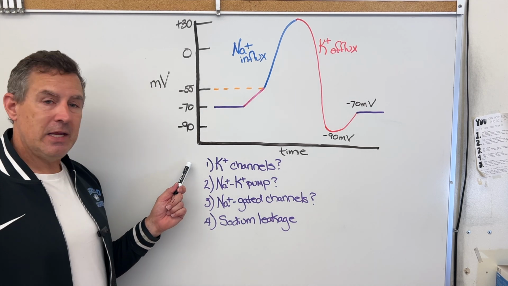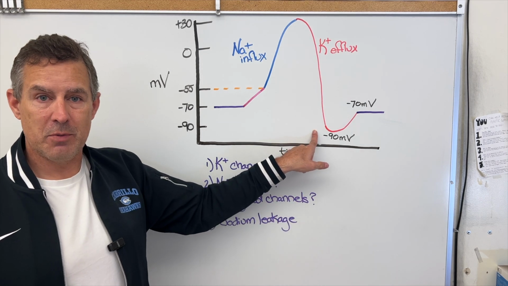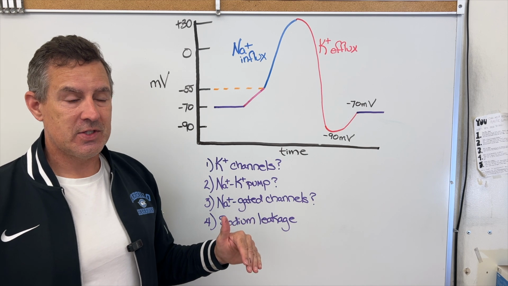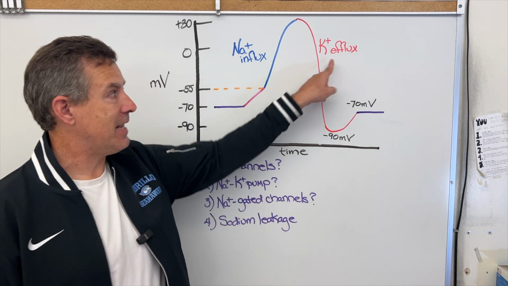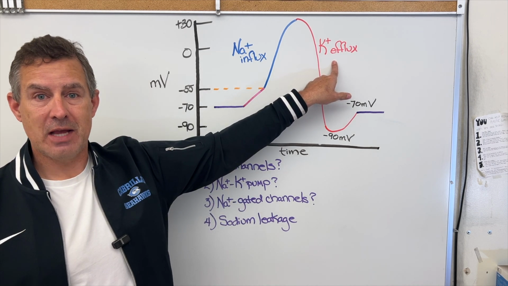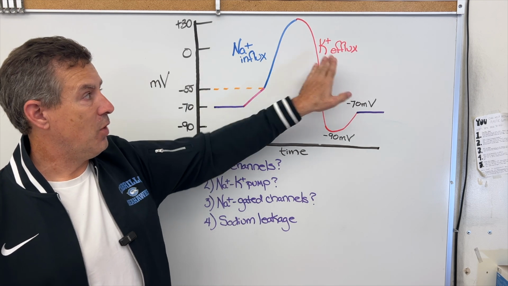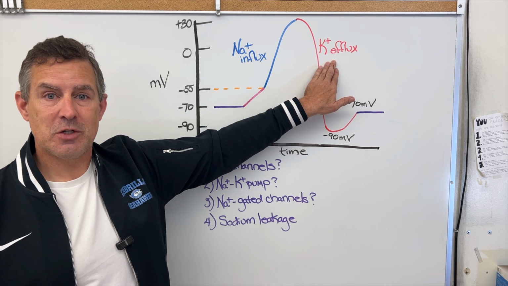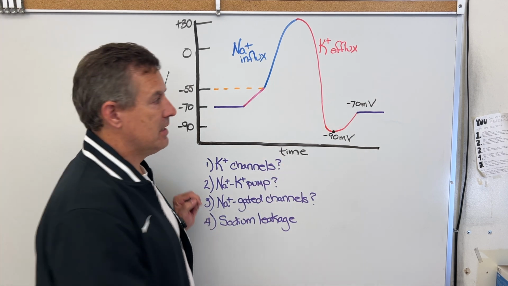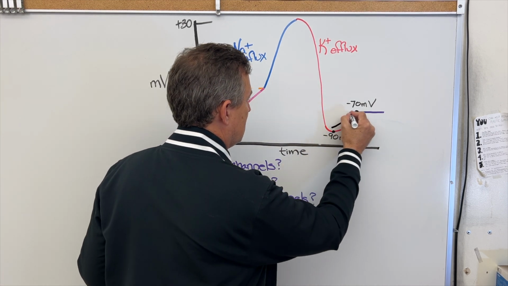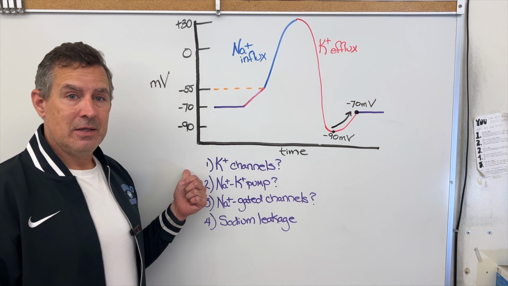Could it be potassium channels? Absolutely not, because potassium has reached its equilibrium potential and it's no longer going to leave the cell. And to be clear, it also wouldn't make sense because if potassium is leaving the cell down its chemical gradient, there's still a ton of potassium in these cells. When potassium leaves cells, it causes cells to become more negative, not more positive. Once again, to go from -90 to -70, that is becoming more positive. So it cannot be potassium.